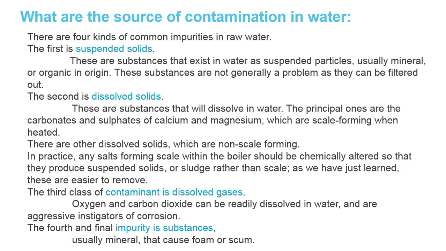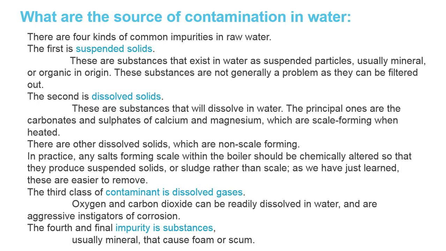Usually, to remove the scale is difficult, whereas sludge can be removed very easily. The third class of contaminant is dissolved gases. Oxygen and carbon dioxide can be readily dissolved in water and are aggressive instigators of corrosion. The dissolved gases are very dangerous, so that has to be controlled in the water.